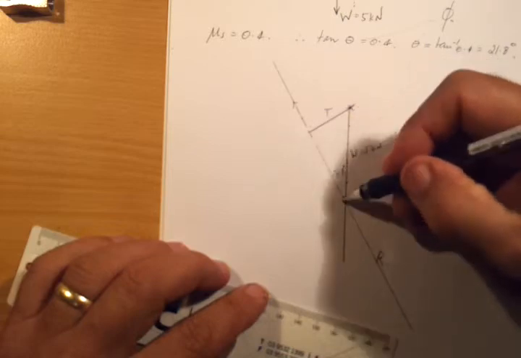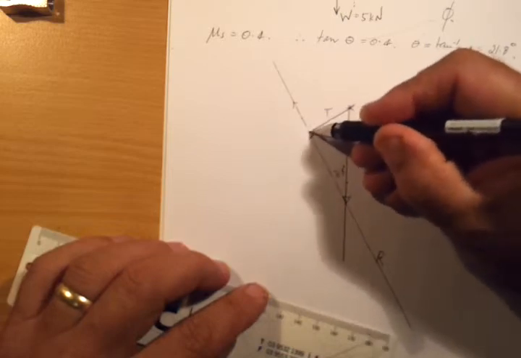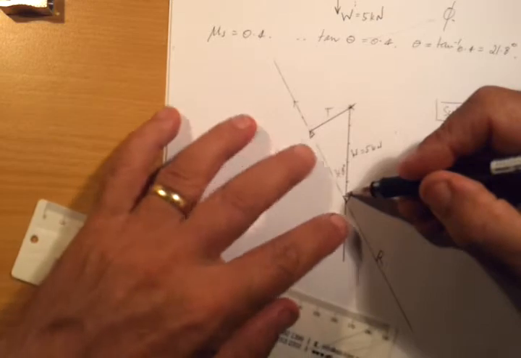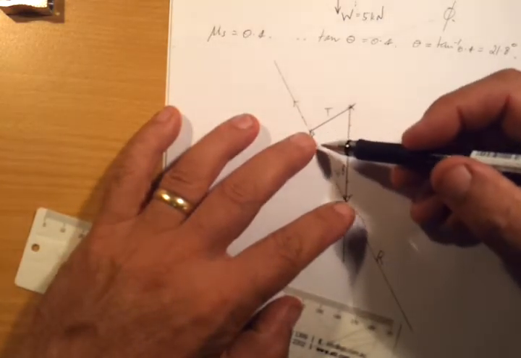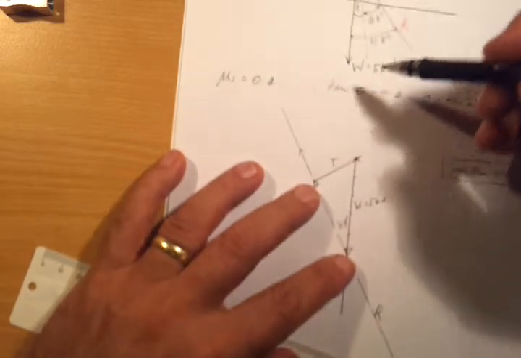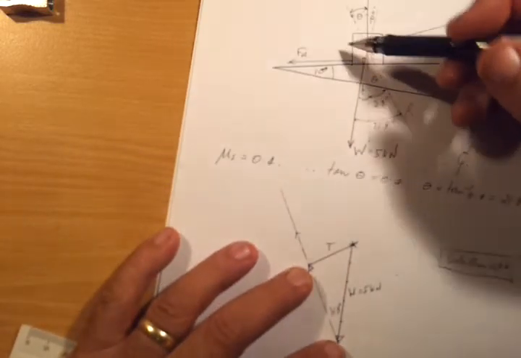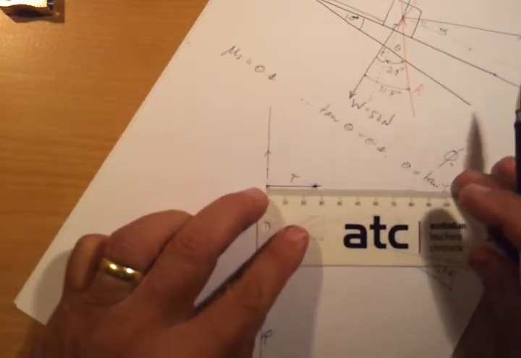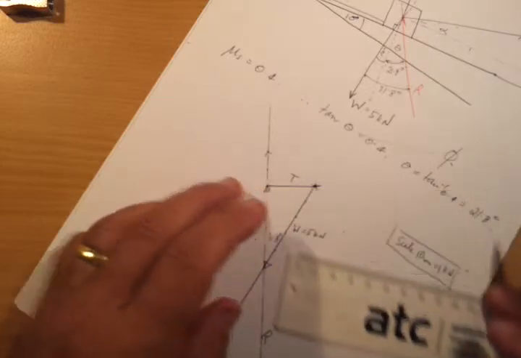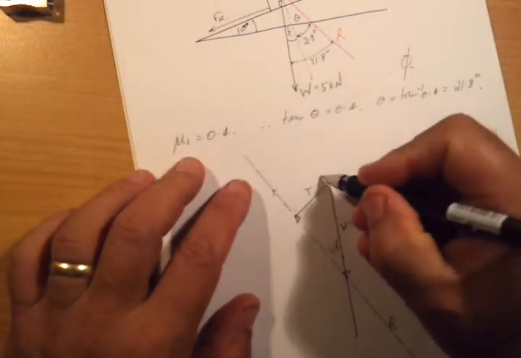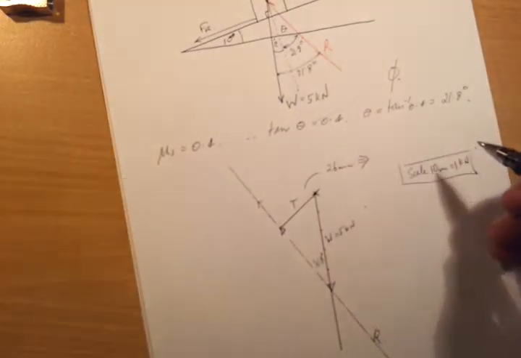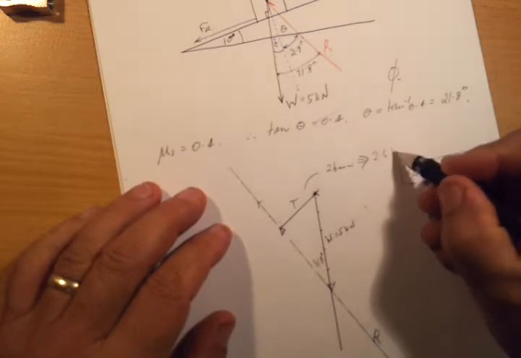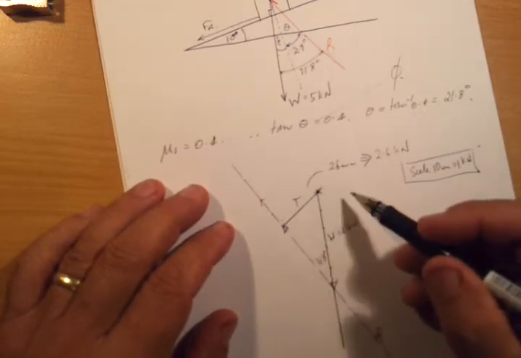And we can also calculate R now, because R has to join to this point. So by measuring this distance, we can work out the magnitude of R, the combined reaction force between the normal reaction and the frictional reaction force, and we can work out T. So measuring T over here, it's about 26 millimeters, which according to my scale produces 2.6 kilonewtons. So that's the magnitude of T.